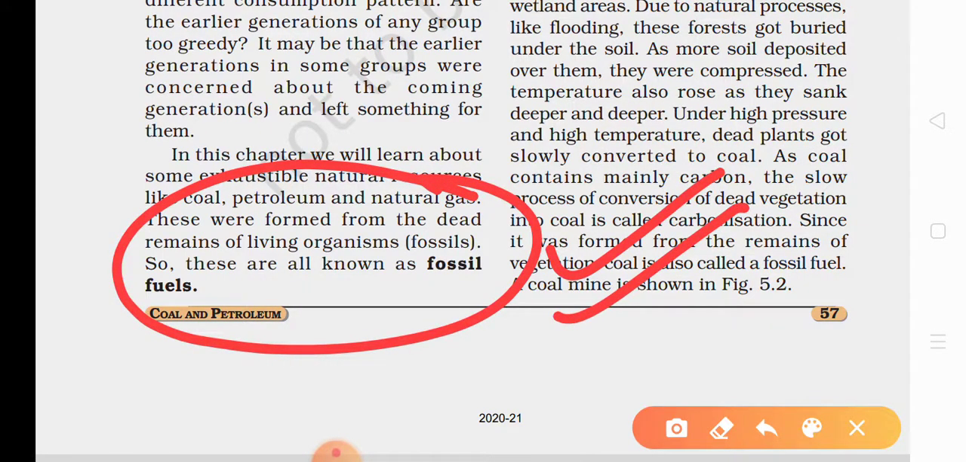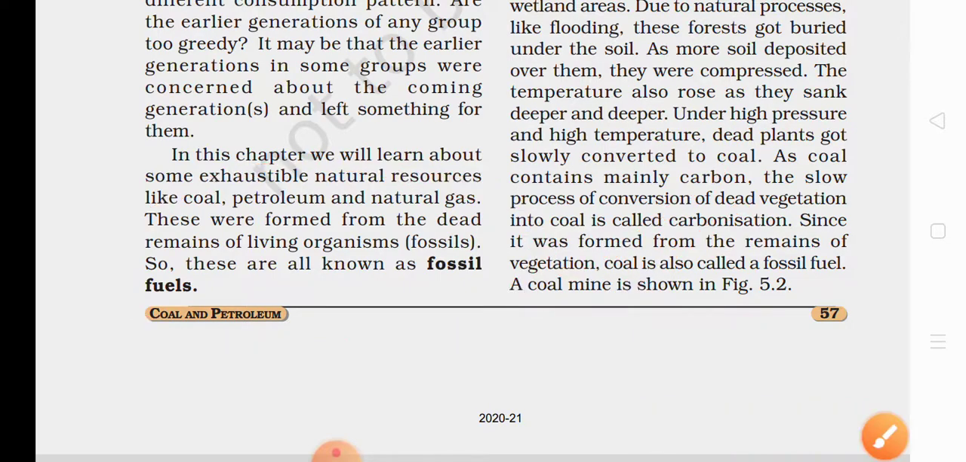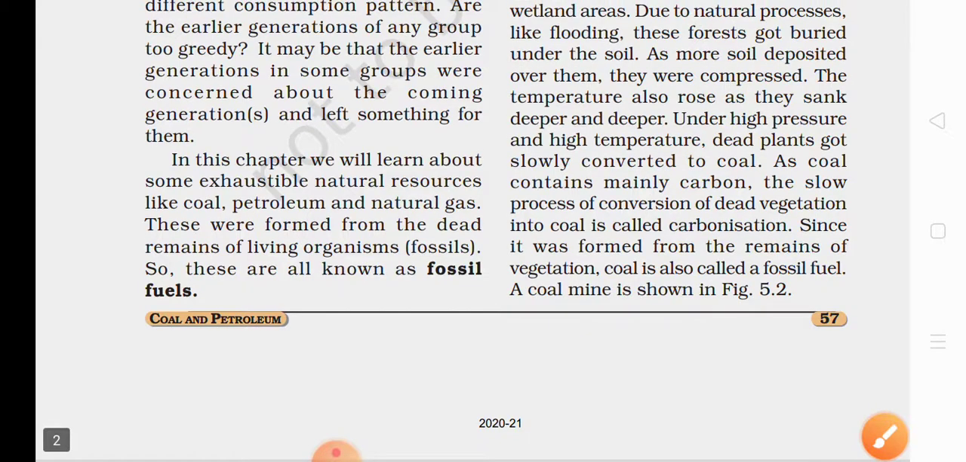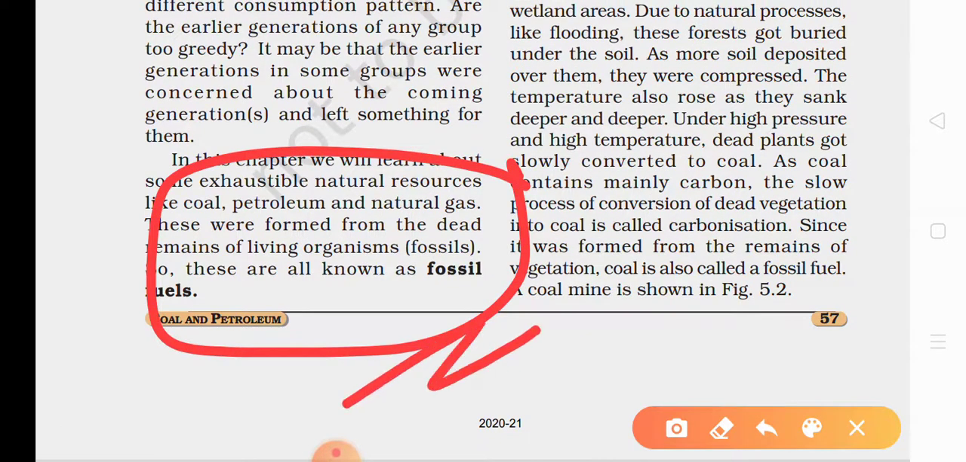In this chapter we will learn about some exhaustible natural resources like coal, petroleum and natural gas. These are formed from the dead remains of living organisms, which are called fossils. These are known as fossil fuels. So basically, what are fossil fuels? Fossil fuels are formed by the dead remains of living organisms. And what are these living organisms? Dead remains of plants and animals.